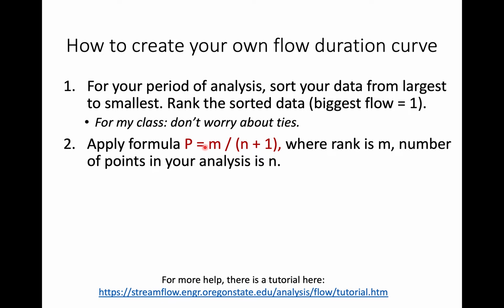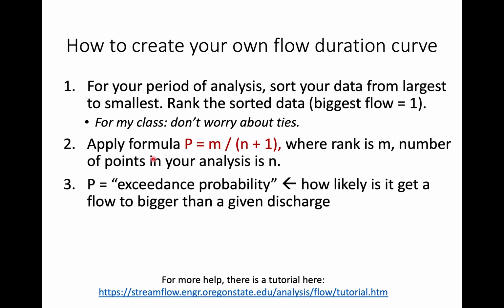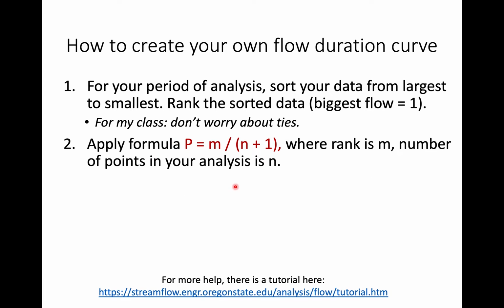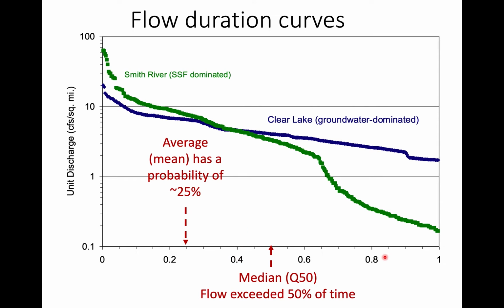So for your highest flow with rank 1, the probability is going to be 1 over the number of points in your data set plus 1. So if it's 1 year, it's going to be 1 over 366. The probability of your second highest point is going to be 2 over 366. All the way down to your smallest flow, it'll be 365 over 366 for 1 non-leap year of data. Right? And that P is your exceedance probability. So if we go back to the graphs, the exceedance probability is what's going on your x-axis, and the flow associated with that exceedance probability is what's going on your y-axis.